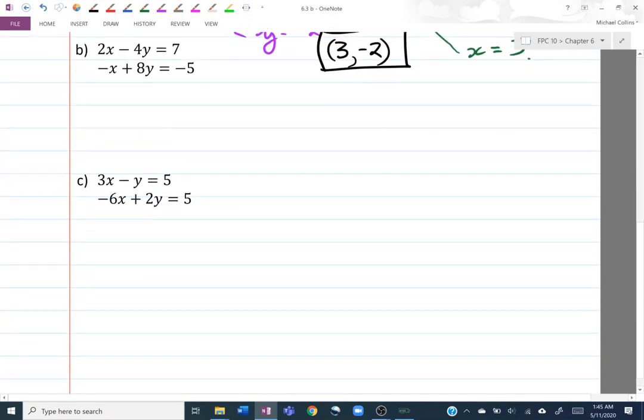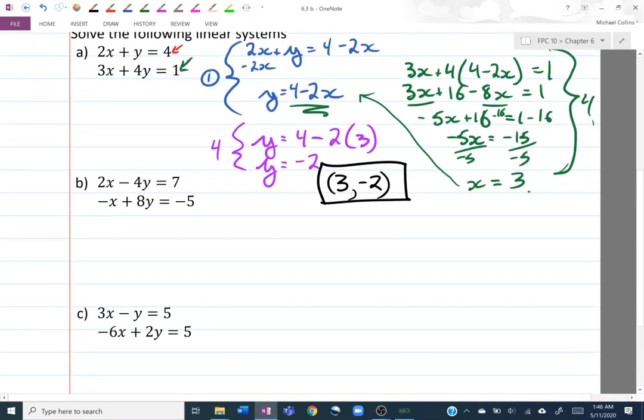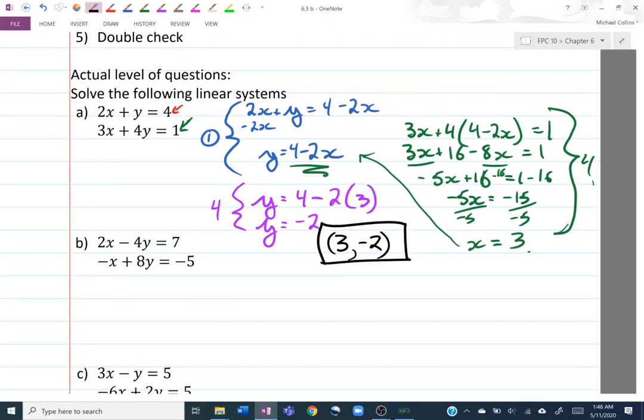I'm running out of a bit of space here to do the double check, but I could take this value and substitute it into both of my original equations, and if it works, then that's my double check.